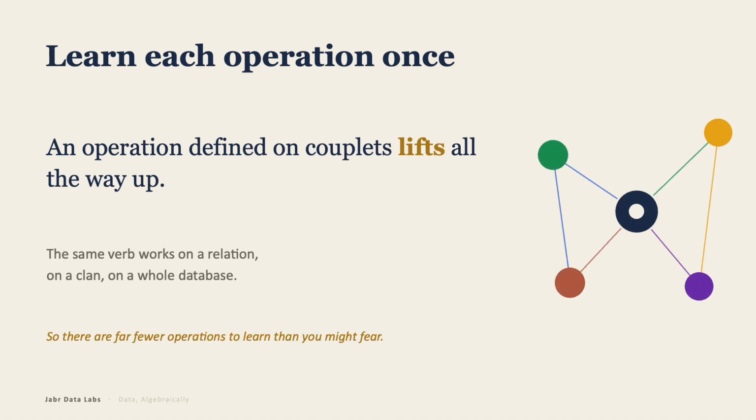Think about what an operation actually is. It is a rule that takes one or two things and produces another of the same kind. The magic of the tower is that a rule defined on couplets automatically makes sense on relations, which are sets of couplets, and on clans, which are sets of those, and so on up. Define transpose once, and it works everywhere. This is why, although the algebra has 23 operators in total, in practice there is far less to learn than that number suggests. Most of them are the same handful of ideas lifted up the tower.